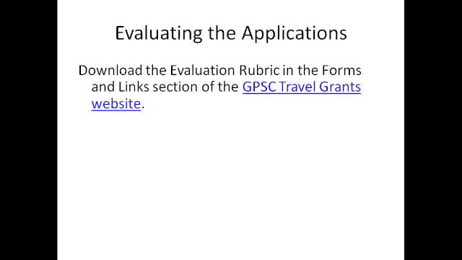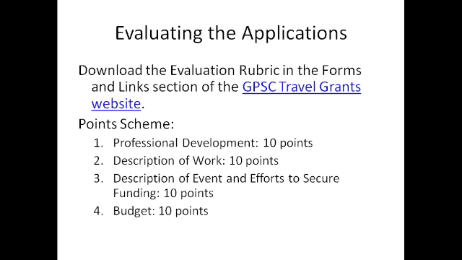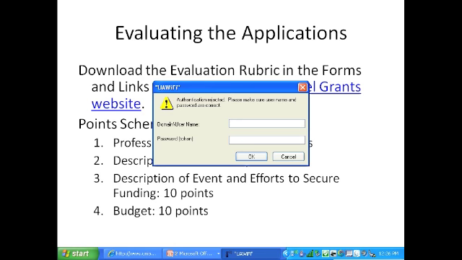Evaluating the applications. Two judges evaluate each travel grant application using a common evaluation rubric, which is available for your reference in the Documents section of the GPSC Travel Grants website. Each application is evaluated according to 4 criteria: professional development, description of work, description of event and efforts to secure funding, and the budget. The first 3 criteria are usually contained in the application statement. Each element is scored out of 10 points for a maximum of 40 points.